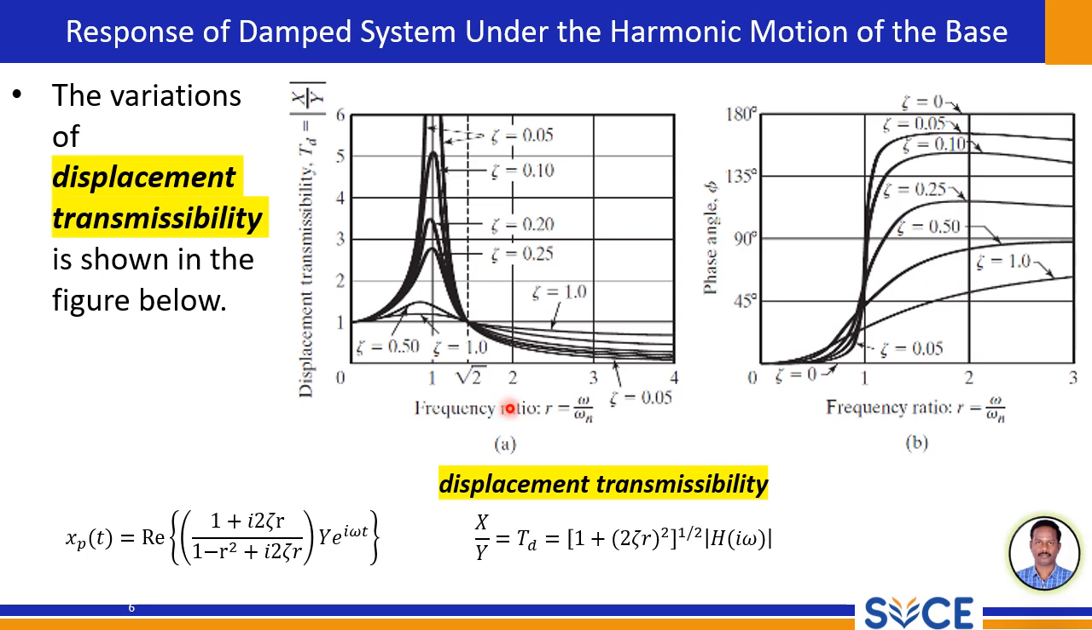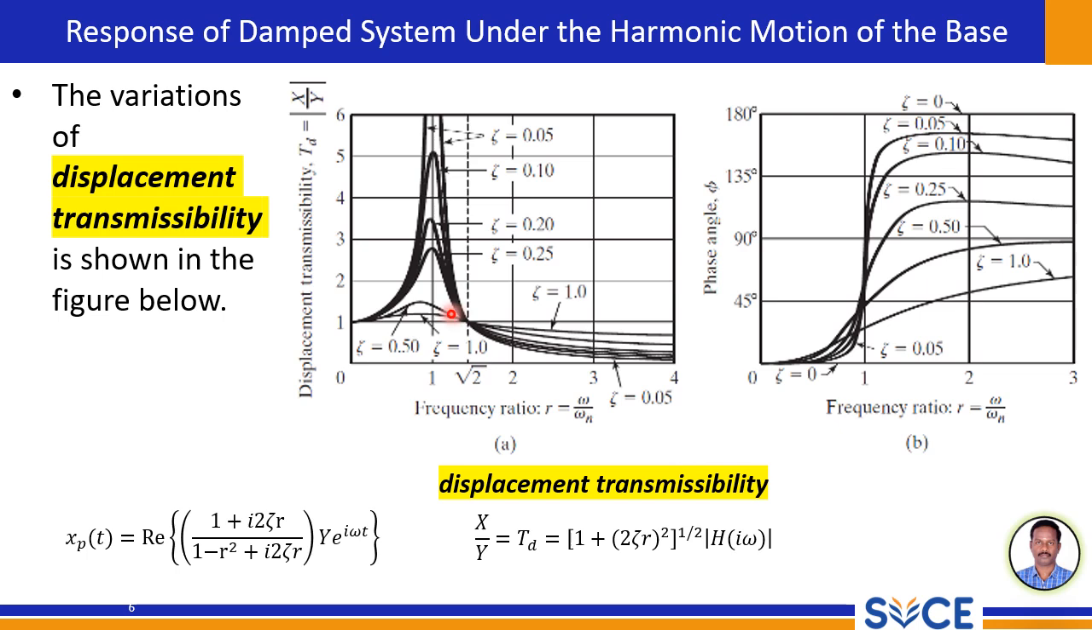As the damping ratio increases further, the peak becomes less pronounced and the transmissibility decreases. For high damping ratios, that is, psi close to 1, the transmissibility is always less than 1, meaning the mass vibration amplitude is always smaller than the base motion amplitude.